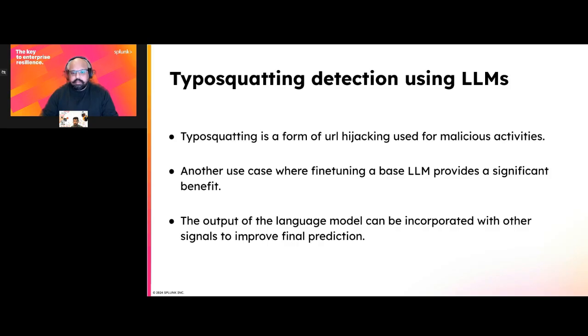So this is also a use case which suits LLMs very well, where you can fine-tune an LLM to detect typo squatting. Additionally, you don't have to directly use the output of the LLM as a final result. These can be combined with other signals, such as the time during which these websites are visited, how long the connection lasts, and so on. There's a bunch of things which you can add on top of what you get out of the LLM to create an even more robust and better performing model.